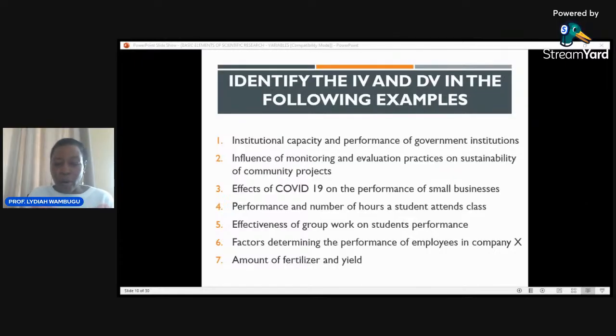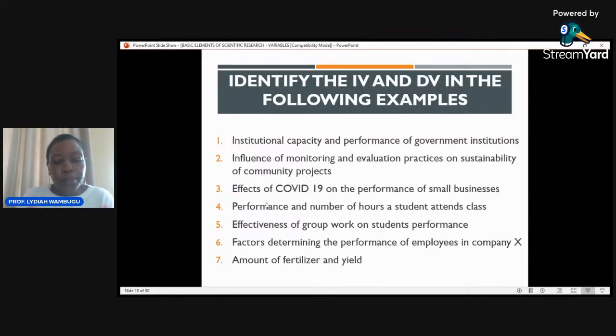All right, so I'll run through them just to make sure that we are all on the same page and I have not lost anyone. The first one, institutional capacity, is the IV. Performance of government institutions is the DV. The second one, monitoring and evaluation practices, is the IV. Sustainability of community projects is the DV. The third one, the effects of COVID-19, is the IV. Performance of small businesses is the DV.